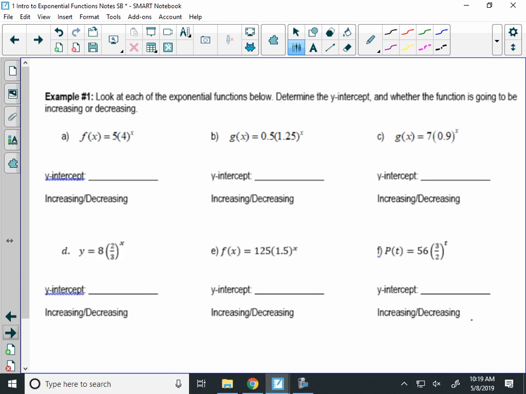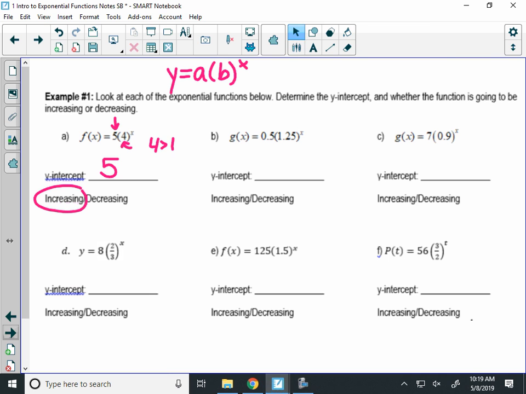So the y-intercept, remember, is when we're in the format of an exponential function, it's a, the first number outside of the parentheses. So here the y-intercept is 5, and my growth rate b in the parentheses is 4. 4 is bigger than 1, so this is an increasing exponential function.